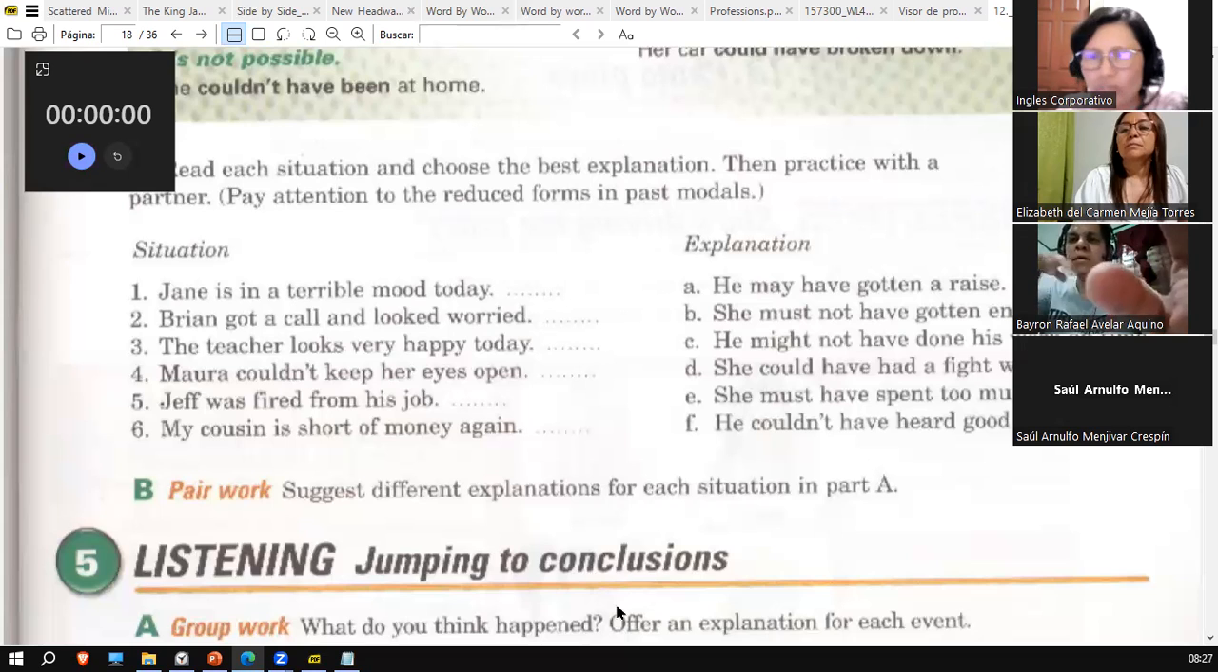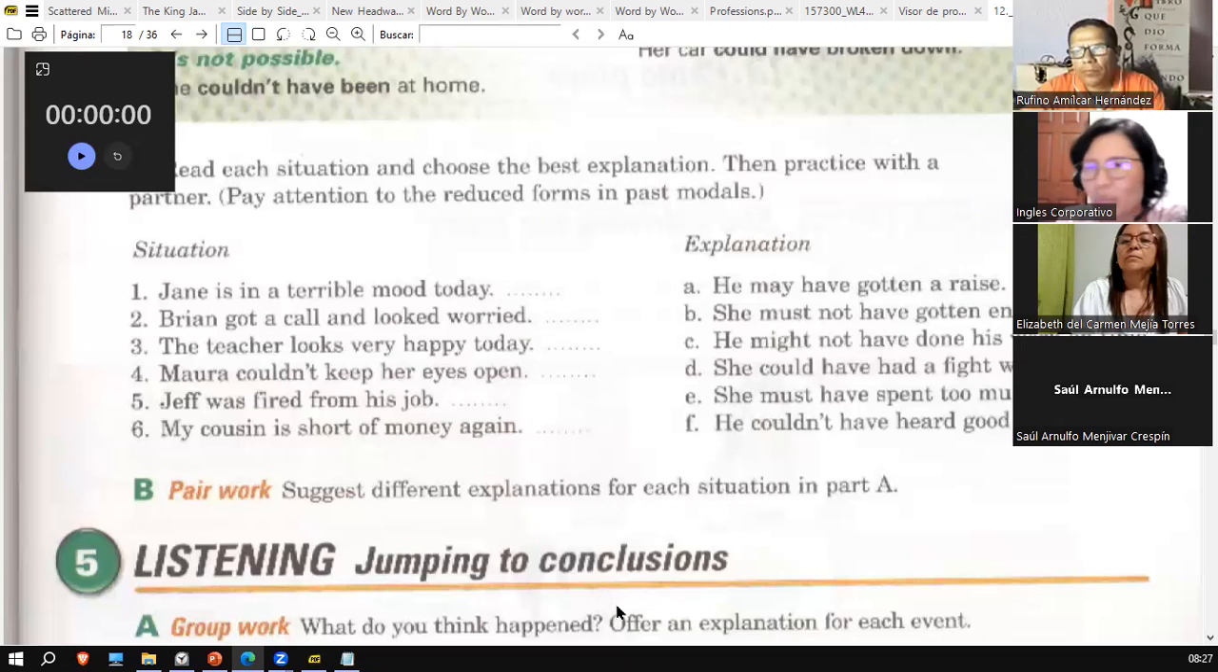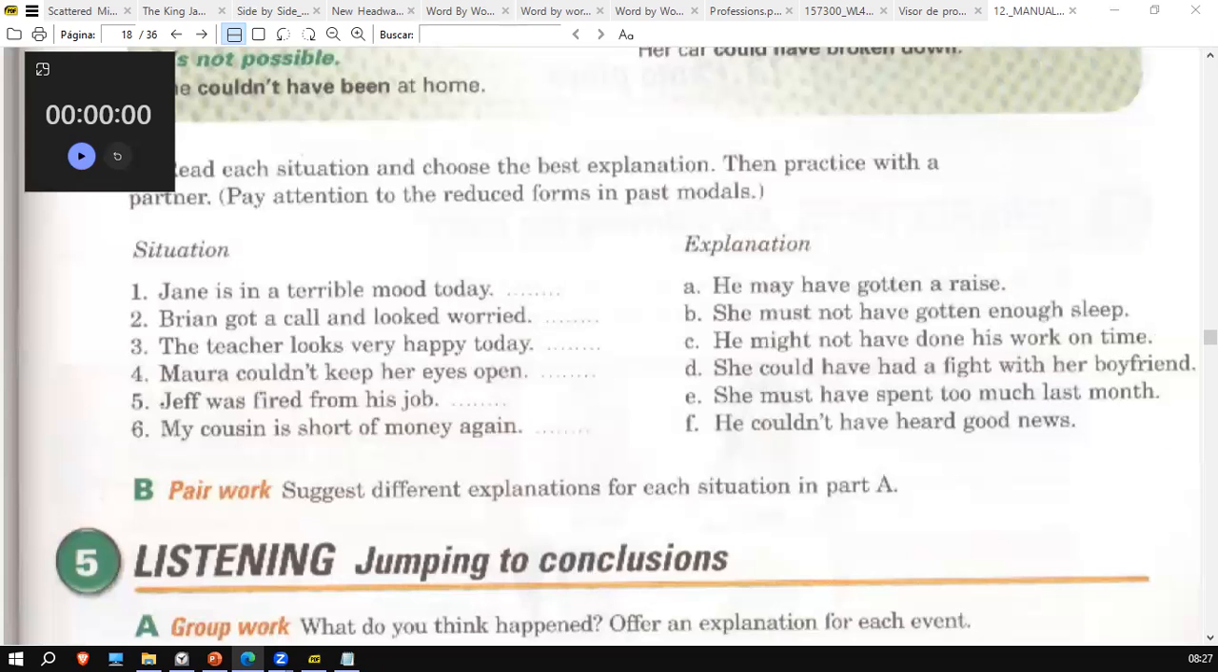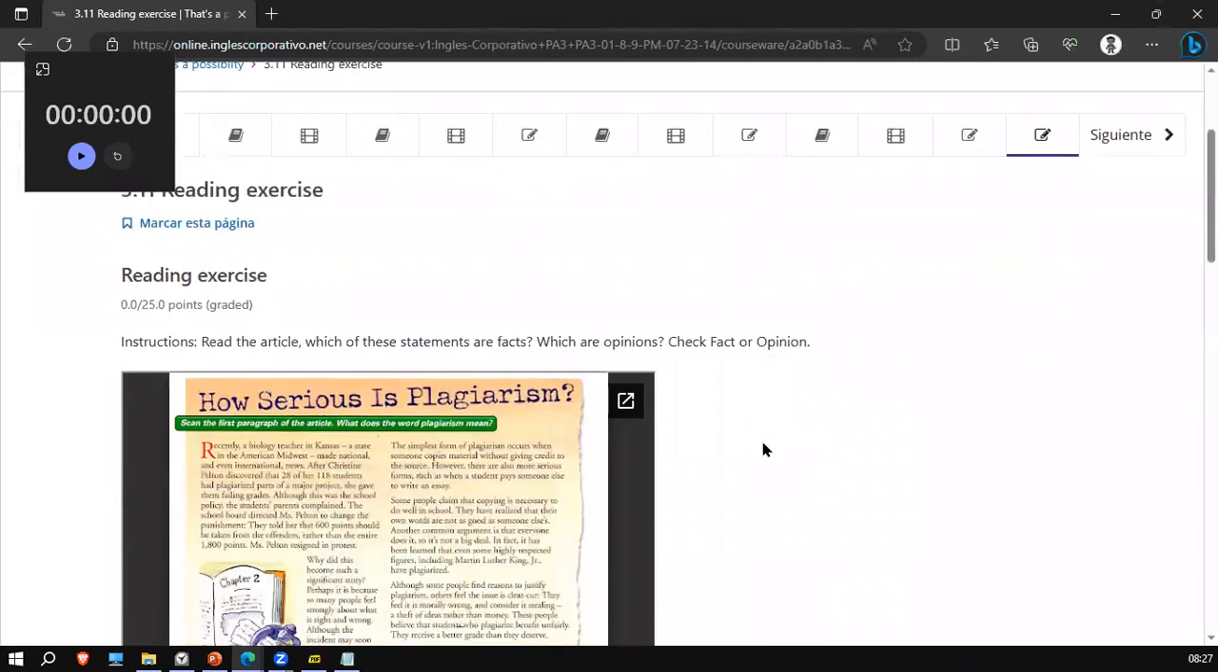An exercise that was difficult or an exercise that you think, me equivoqué, no me aparece la respuesta correcta. Hi, Rufino, dígame. The platform has a mistake in section 3.11. The article? The article mistake? Okay, very good. Let me see 3.11, right? Section 3.11. Very good. Bear with me. I'm going to go there. The reading section.